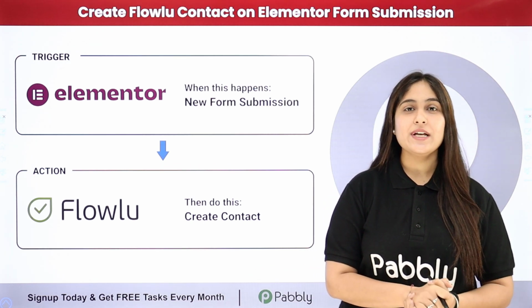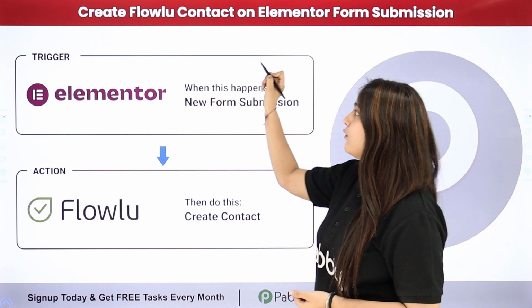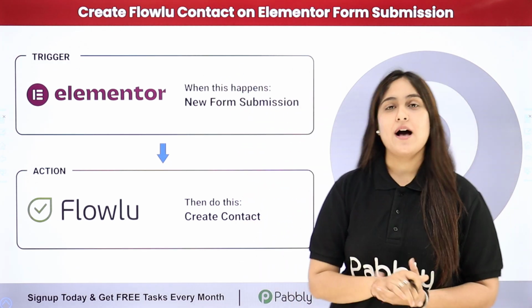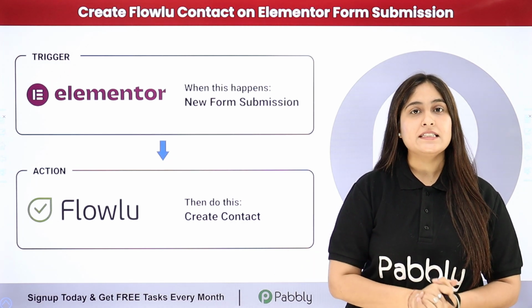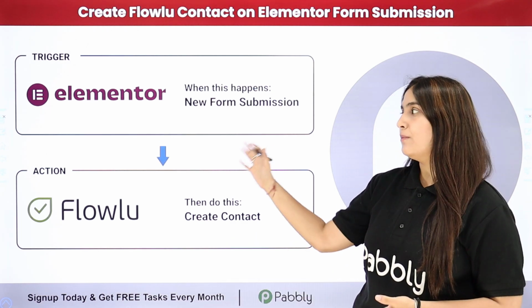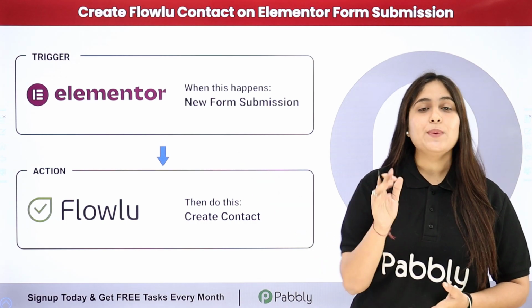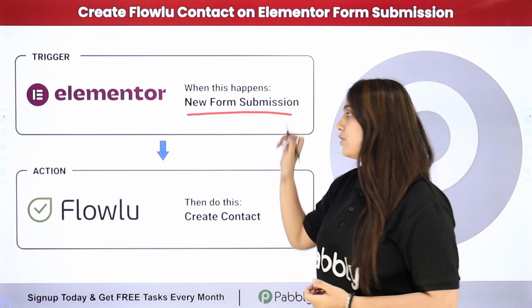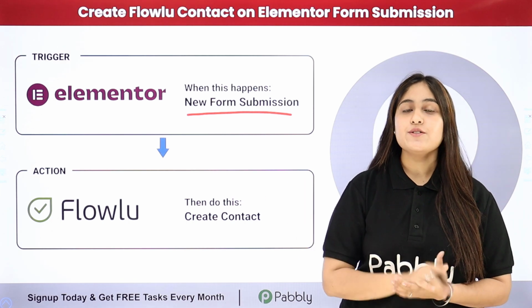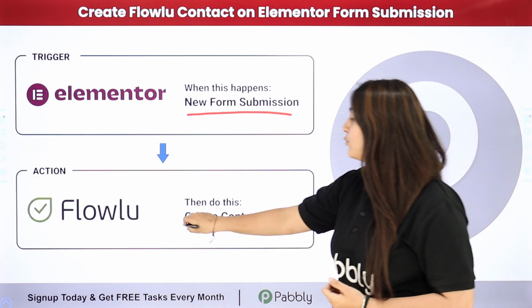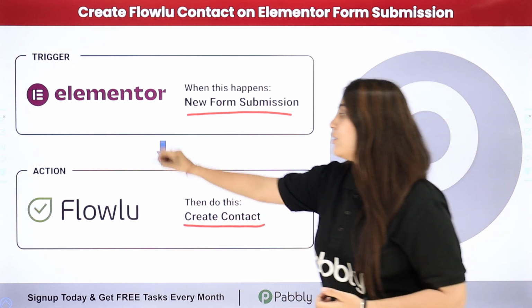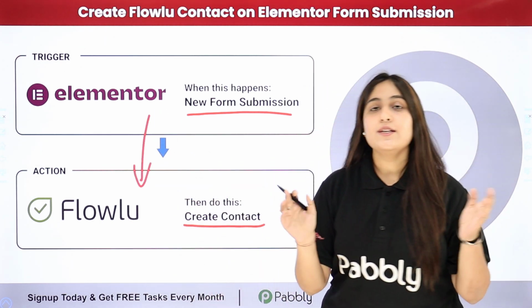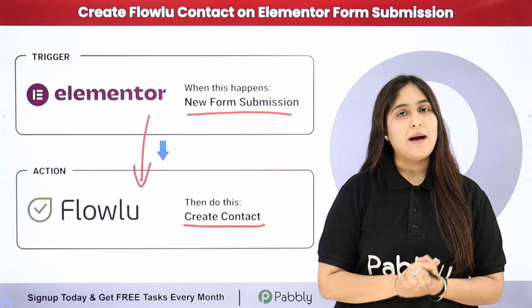In this video, we are going to understand how to create a Flowlu contact on Elementor form submission. I am an owner of a real estate agency and I have created and connected my lead form on my website using Elementor. My objective is that whenever I receive a new form submission, the lead received should automatically be added as a new contact in my Flowlu account. To automate the entire process, I need to connect my Elementor form with my Flowlu account using an automation software named Pabbly Connect.